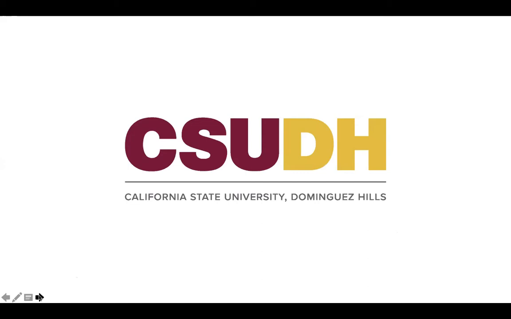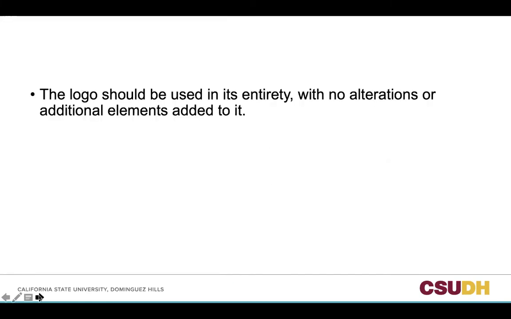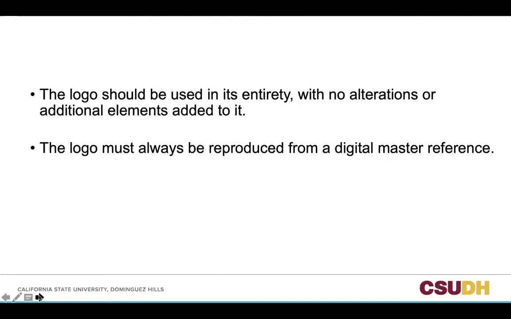The CSUDH logo is the core component of our visual identity system. It creates a distinctive graphic presence for our institution and serves as an instantly recognizable visual cue for our constituents. The CSUDH logo expresses our brand through color, shape, typography, and style. The logo should be used in its entirety with no alterations or additional elements added to it. The logo must always be reproduced from a digital master reference.